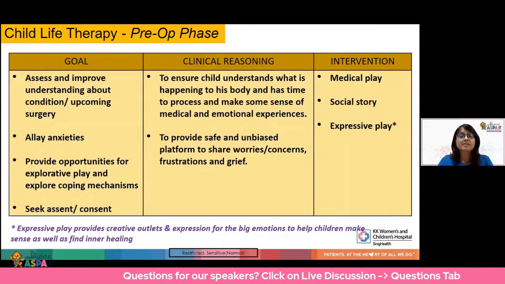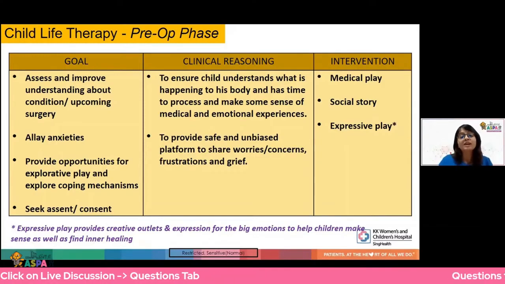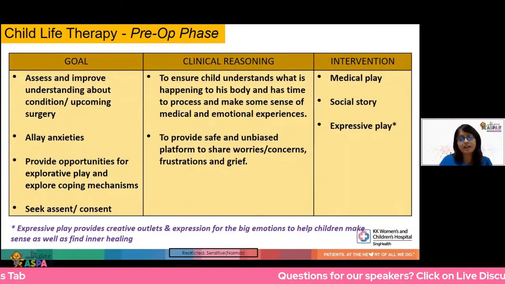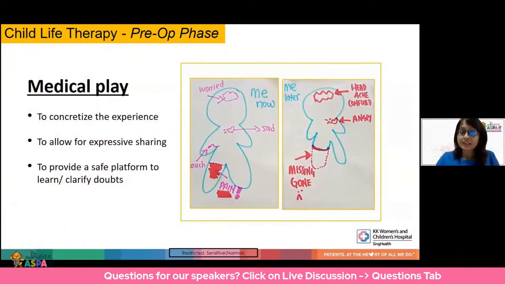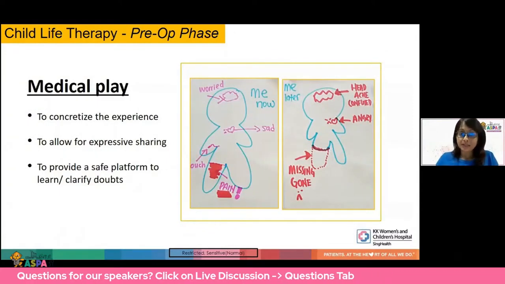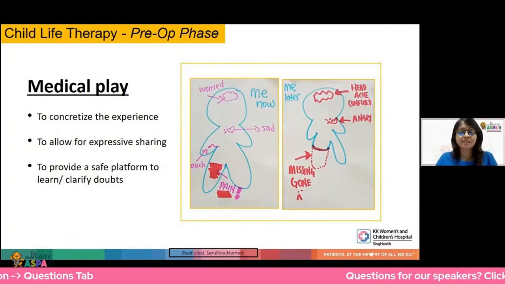During this phase, the following interventions can be provided: medical play, social play, and expressive play, where it provides them with an outlet to explore their big emotions in a safe and non-judgmental platform. Medical play is one of the interventions that the child life therapist might use. This is an opportunity for the child to concretize his or her experience and to express feelings and thoughts that he or she may experience.